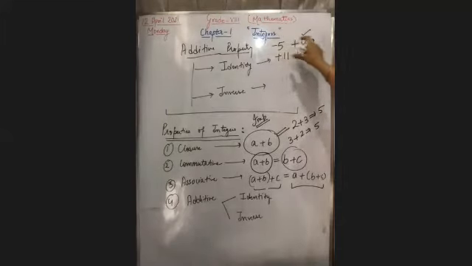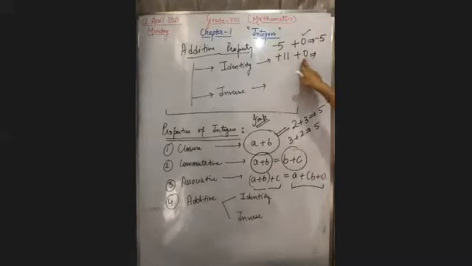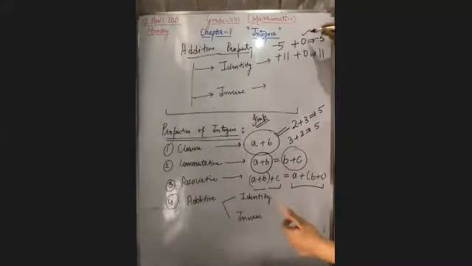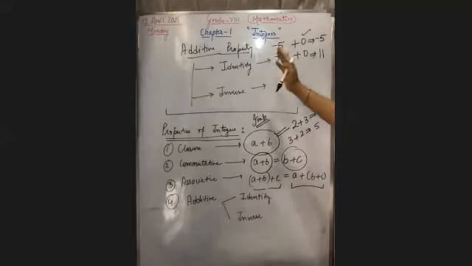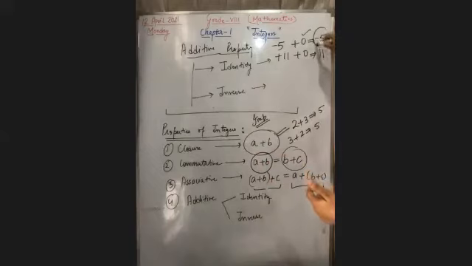Okay. So see, this is a basic question, and some are not able to answer this question. -5 plus 0 will be -5. Plus 11 plus 0 is equal to +11. If you add 0 to any number, whether it's positive or negative, your answer will be that number itself.